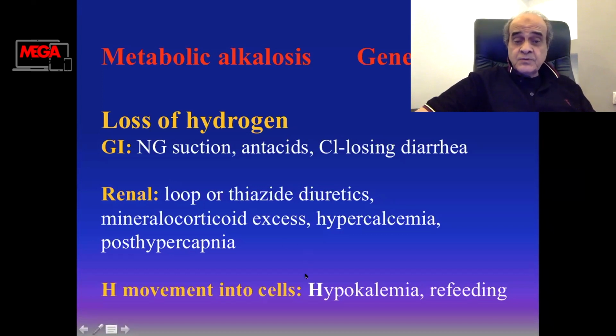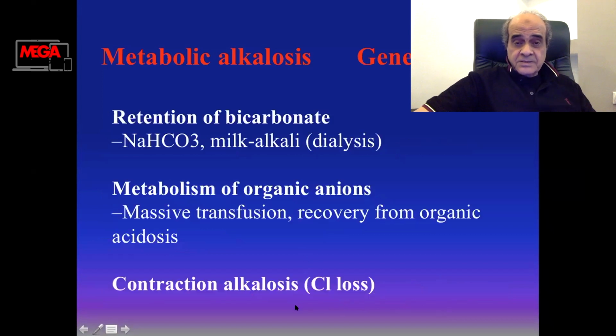Hydrogen movement into cells in a state of hypokalemia, refeeding, is a common cause of metabolic alkalosis because of chloride ion loss and potassium decrease. Retention of bicarb also, as in milk-alkali treatment, metabolism of organic anions as in massive transfusion, recovery from organic acidosis, and contraction alkalosis because of chloride loss.